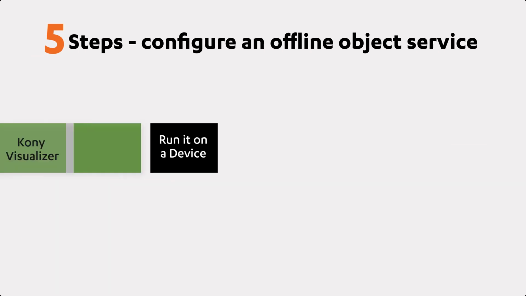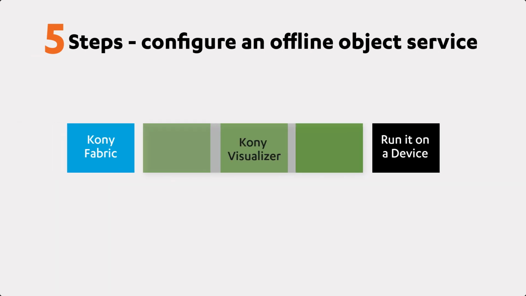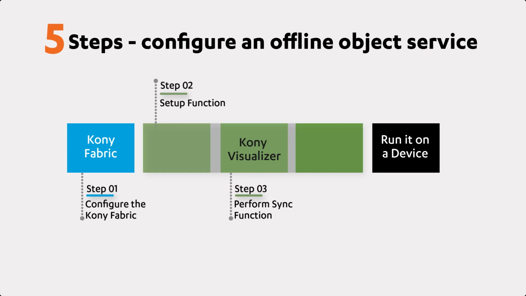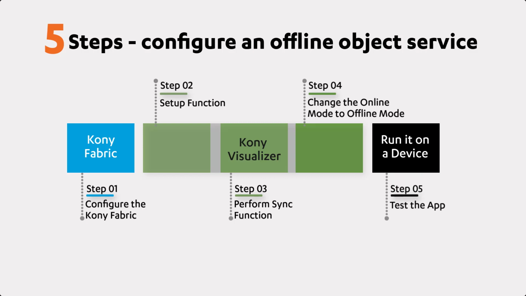Within 5 steps, we can configure an offline object service. Step 1. Configure Kony Fabric. Step 2. Set up function. Step 3. Perform sync function. Step 4. Change the online mode to the offline mode. Step 5. Test the app in the Visualizer app viewer.